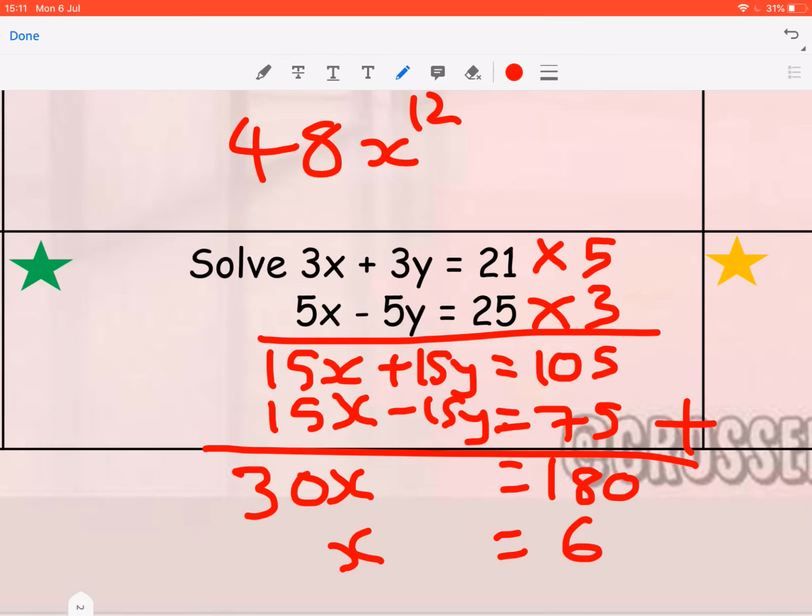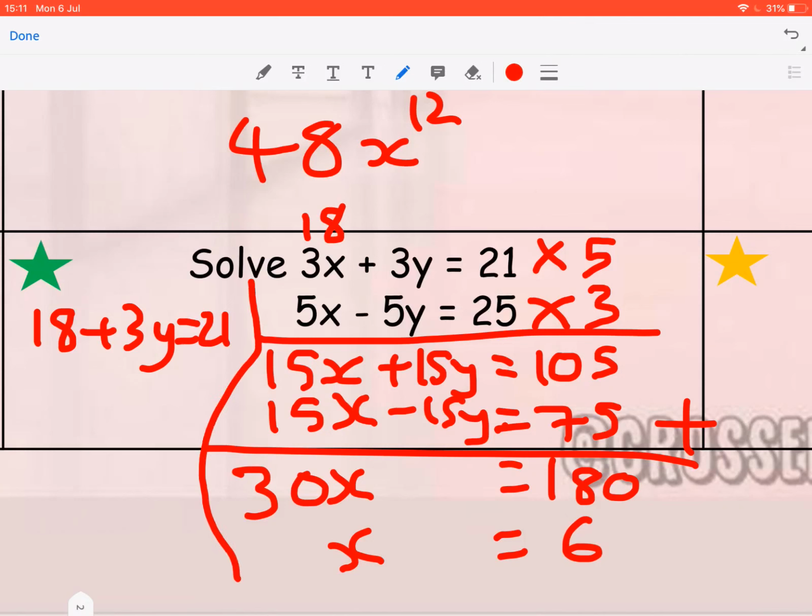If I know x is 6, I can put x is 6 back in the top one. I got 3x plus 3y equals 21. Let's substitute it back in. 3 lots of x, 3 lots of 6, would be the same as 18. So I got 18 plus 3y equals 21. Take away 18 from both sides, 3y equals 3. That means y has to be 1.